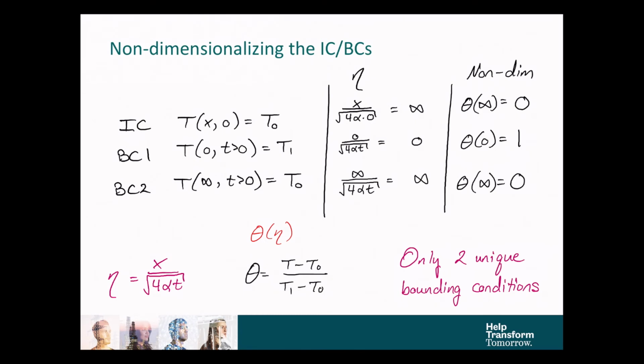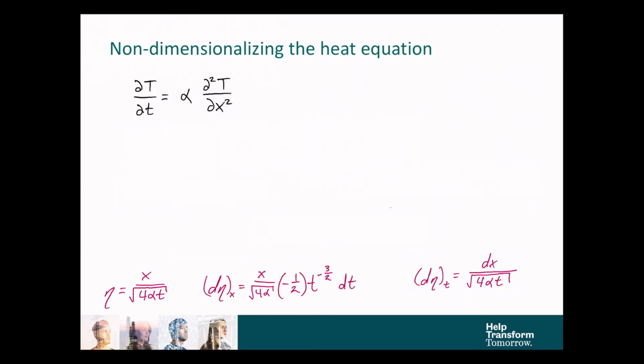And so what we have is only 2 of the boundary conditions are unique because, I'm going to call it a boundary condition, they're bounding the problem. So the initial condition and boundary condition 2 collapse onto the same form. And this is another characteristic of a similarity solution, and you'll see these emerge when you have semi-infinite geometries. So this is a good sign that we're on the right track.